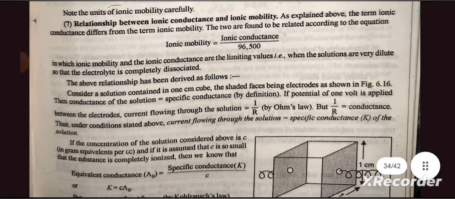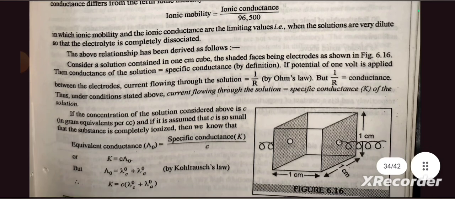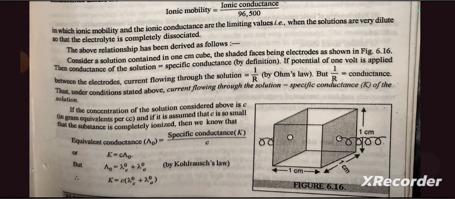Seventh, relationship between ionic conductance and ionic mobility. As explained above, the term ionic conductance differs from the term ionic mobility. The two are found to be related according to the equation: ionic mobility is equal to ionic conductance divided by 96500, in which ionic mobility and ionic conductance are the limiting values, that is, when the solution is very dilute so that the electrolyte is completely dissociated.